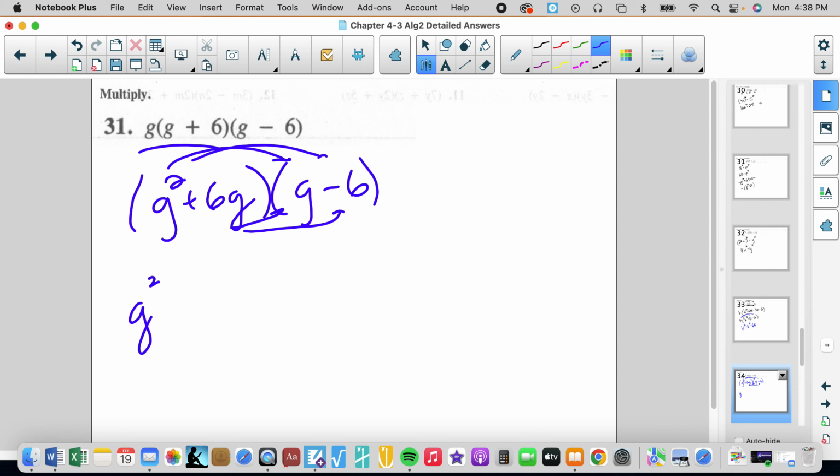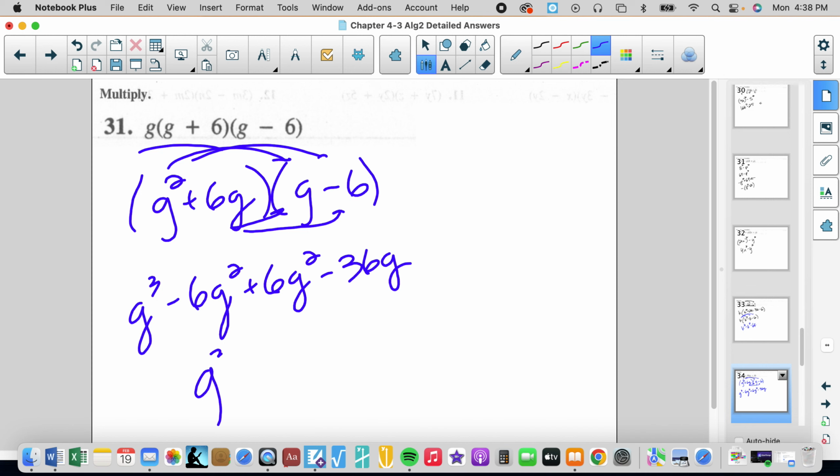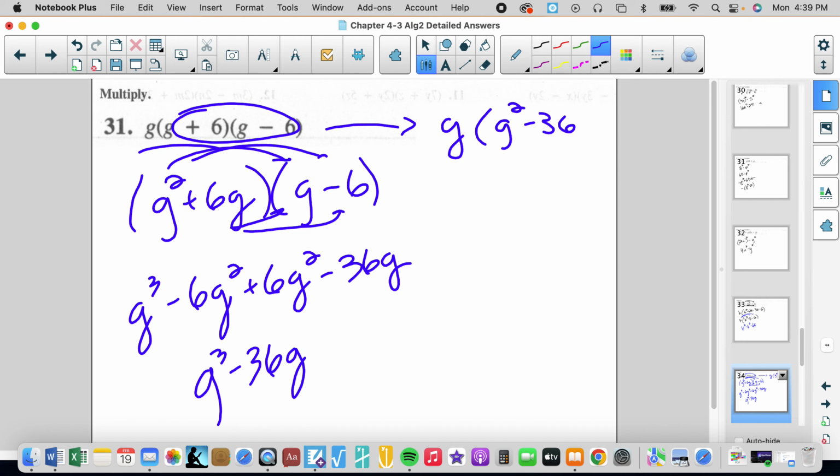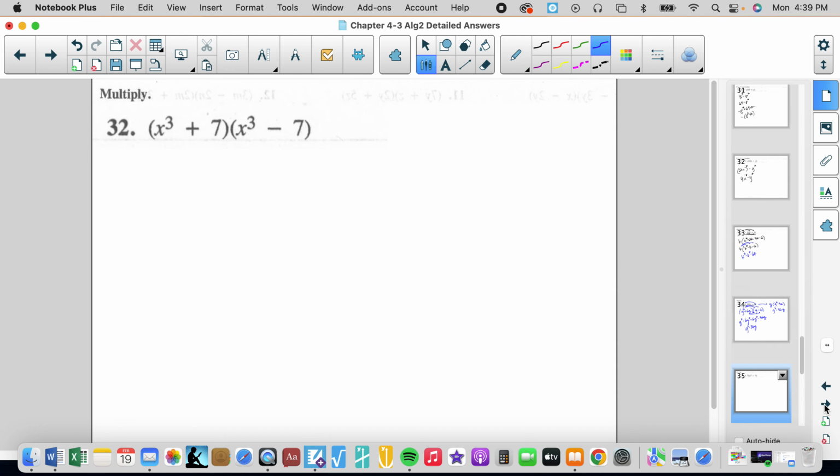You get g to the third minus 6g squared plus 6g squared minus 36g, and that's a wacky one. And the reason being is you have conjugates, so you would have ended up with a 2-term. So if you had done it the other way, you would have gotten g squared minus 36, and then you get g to the third minus 36g. Much easier. Yeah. Here I am showing you.